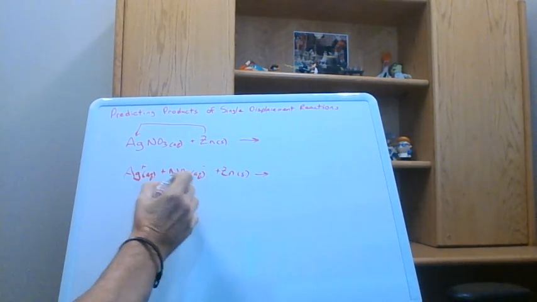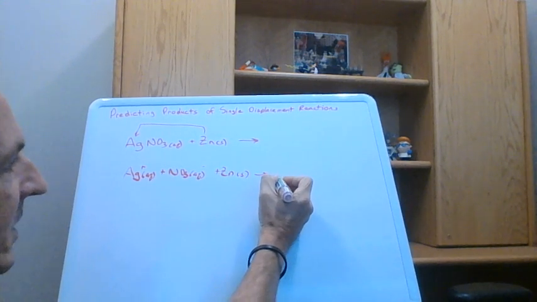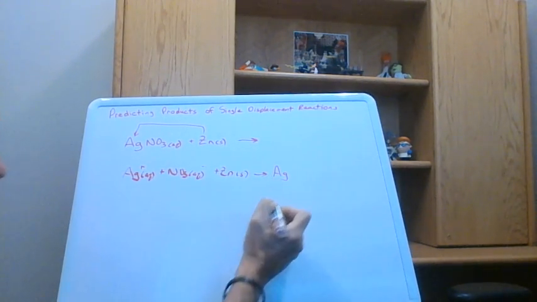This zinc is now going to be with this nitrate, and the silver is going to be by itself. And in this kind of reaction, once that element is by itself, then it is a solid. So one of the products is going to be solid silver.